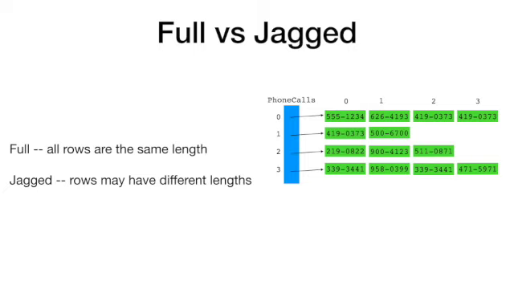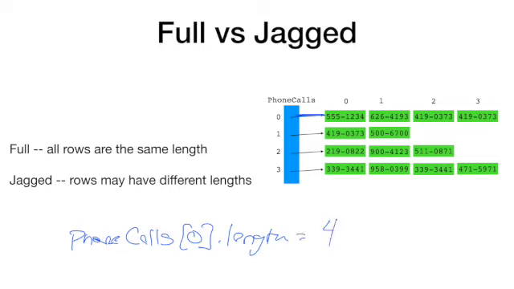So we can still get the length of, say, this subarray. phoneCalls 0 dot length is 4, right? But phoneCalls 1 dot length is not equal to 4, it's equal to 2, right?